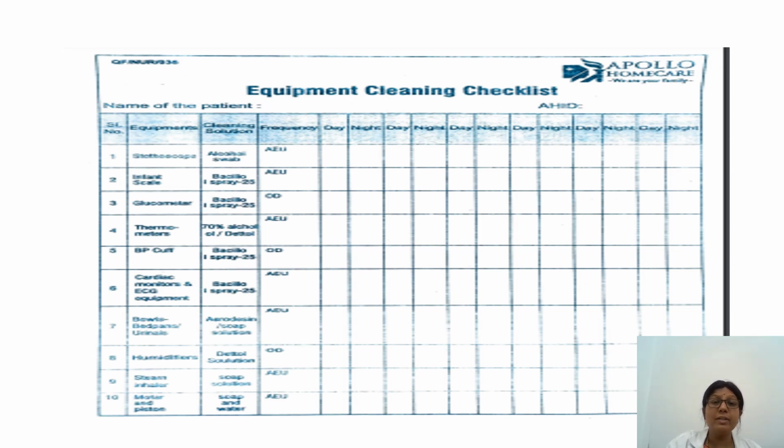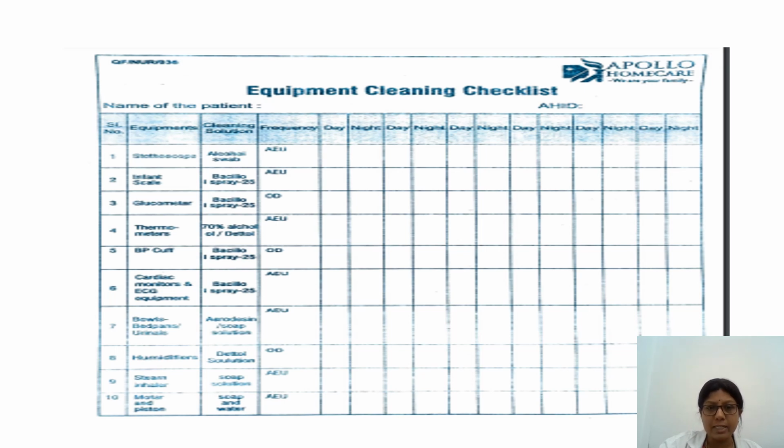So usually we are using a normal isopropyl alcohol swab, or soap and water, or Basilol. All of this has to be cleaned. So we have given here that after every use or OD. OD means once in a day. After every use, for example, stethoscope, thermometer, and then cardiac monitor, ECG, and then urinals, bedpan, all of this has to be cleaned after every use.